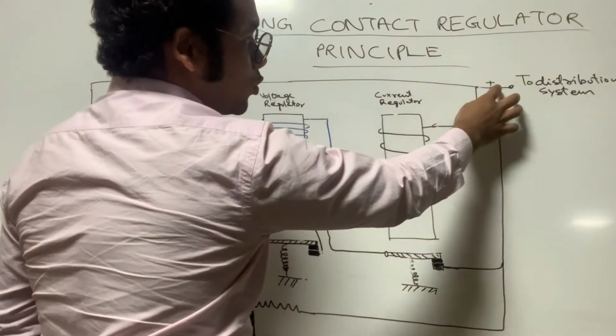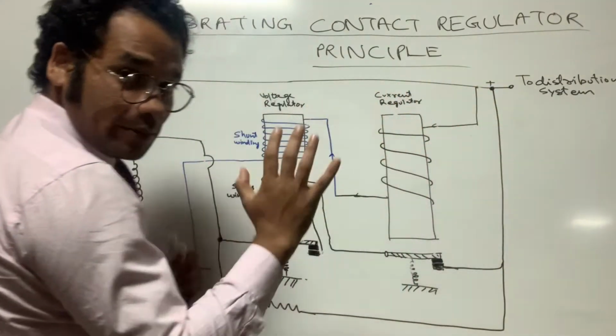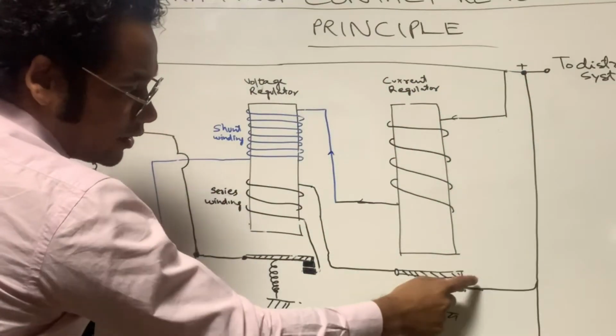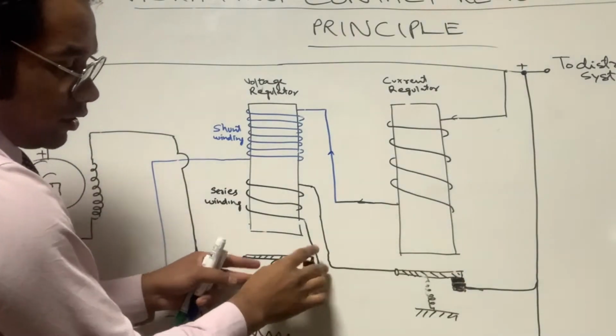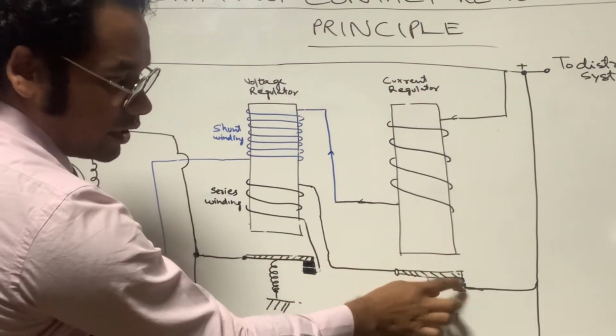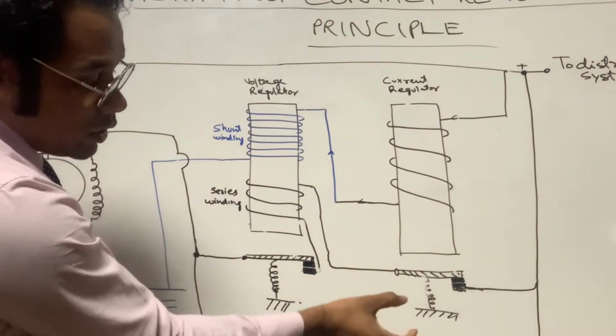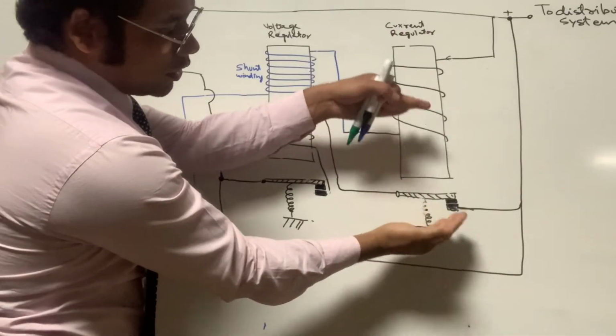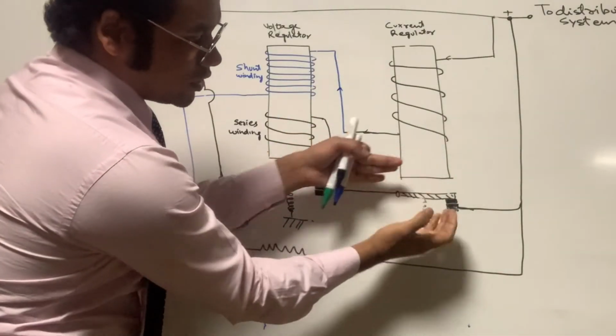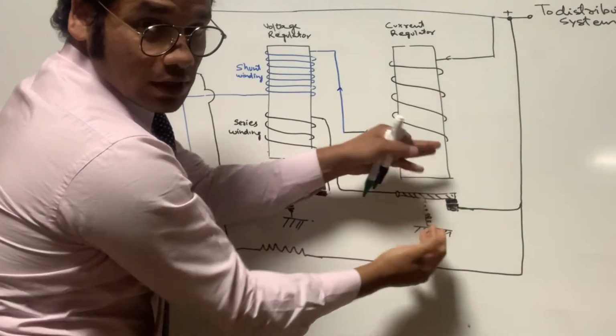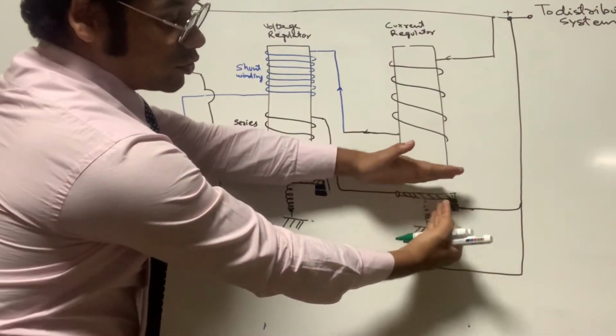When it is producing the output voltage, both of these contacts are closed. That means the armature and this contact are closed. How are they closed? Because of the spring tension. The spring is pulling the armature towards it. That's why the armature and the contact, both of them, are closed.